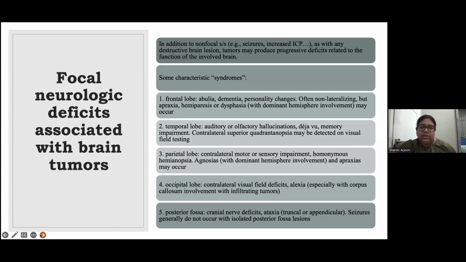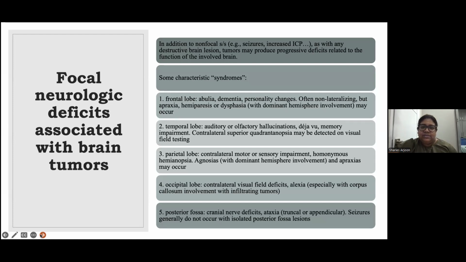So, focal neurological deficits associated with brain tumors. In addition to non-focal signs and symptoms, for example, seizures or increased ICP, as with any destructive brain lesion, tumors may produce progressive deficits related to function of the involved brain. Some of the characteristic syndromes would include, as it pertains to the frontal lobe, abulia, dementia, personality changes, often non-lateralizing, but apraxia, hemiparesis, or dysphasia with dominant hemisphere involvement may occur.